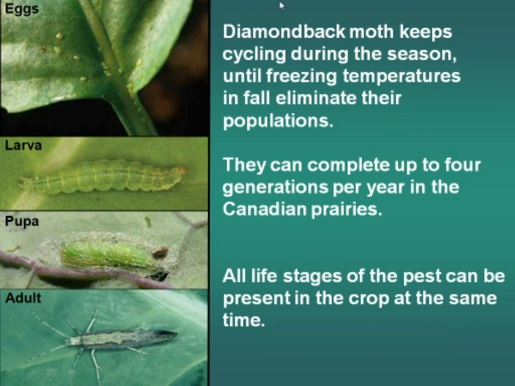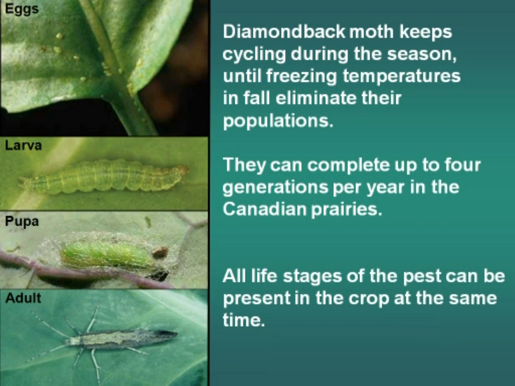So then, in terms of its life cycle, it moves from egg to larva to pupa and adult relatively rapidly. And one of the fascinating aspects of this insect that is largely responsible for its pest status is that it just keeps cycling over and over in the season. And what stops its populations from continuing to expand are either attack by parasites or cold temperatures in fall that freeze out and kill the insects.